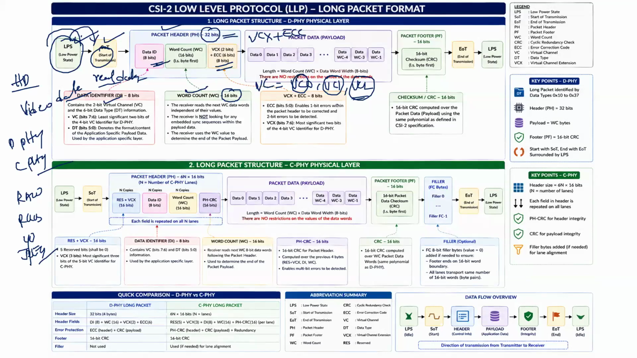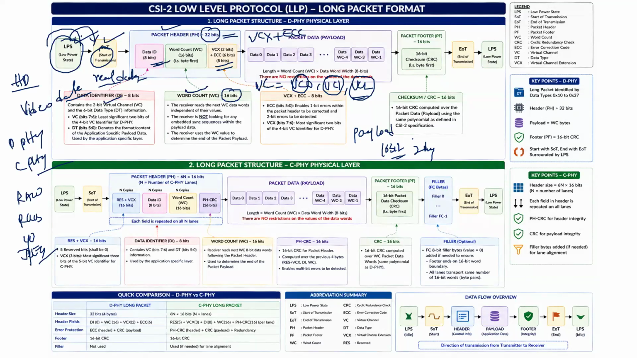And then we know the data types, how we are transferring the data. And then word count. What is the use of word count? It tells the payload size, whatever payload we are having. Okay, so that payload is having 16 bits, that means 2 bytes of data we are transferring.